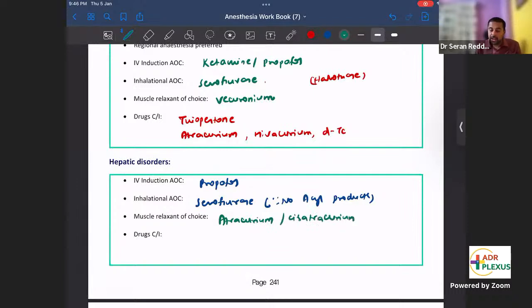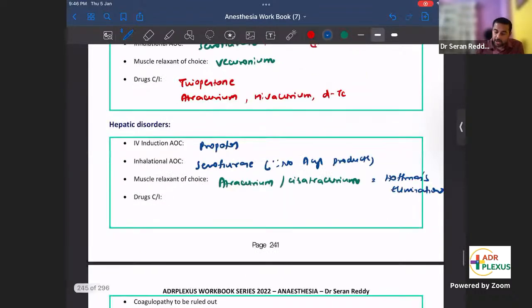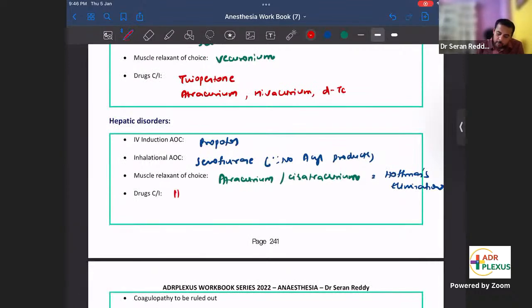Atracurium or cisatracurium, because they get degraded by Hofmann elimination. No renal or hepatic involvement, so it is safe to use in liver and renal disorders. And what are the drugs contraindicated? Halothane is a big no, because halothane causes something called halothane hepatitis, causing centrilobular necrosis.